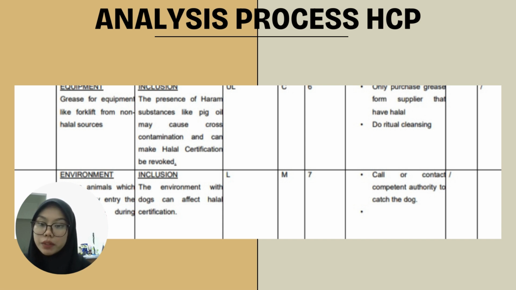The last one is environment. Haram animals, such as stray dogs, may enter the premise during production. The implication is that an environment with dogs can affect halal certification. The likelihood is likely, because it may happen repetitively, and the severity is moderate, and the risk ranking will be seven. If this happens, we need to contact the competent authority to catch the dog. So the control point is yes.